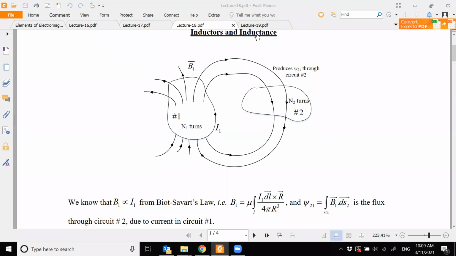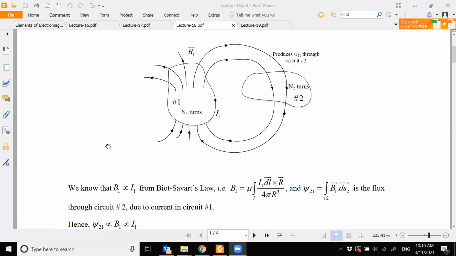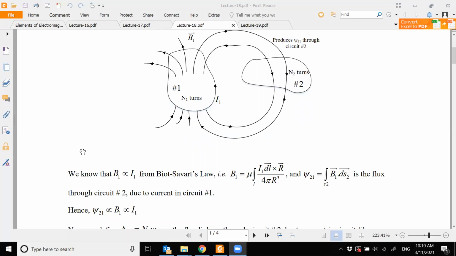And if you remember, the expression is here, I will show you. So it will generate a magnetic flux density B1. And this loop, the number one loop, has N turns. Then what is our argument? So our argument is saying something like this.